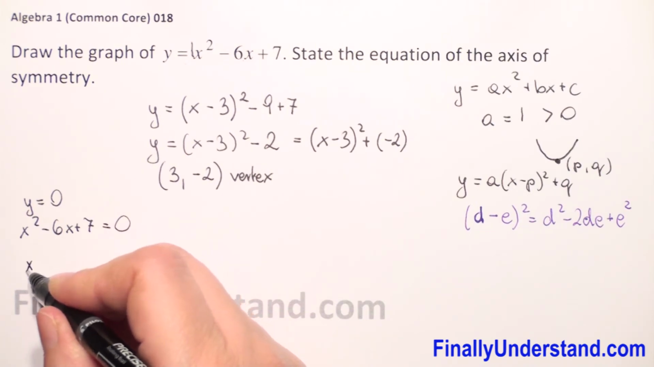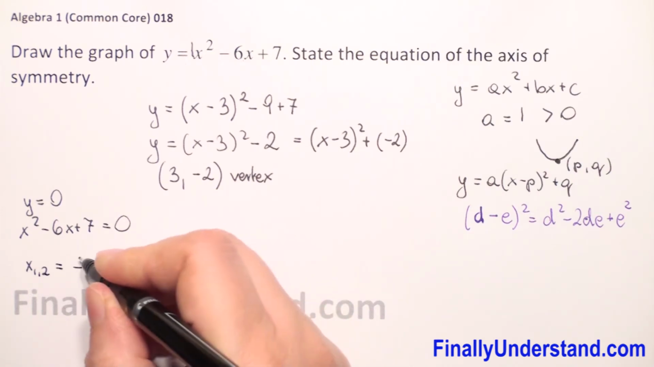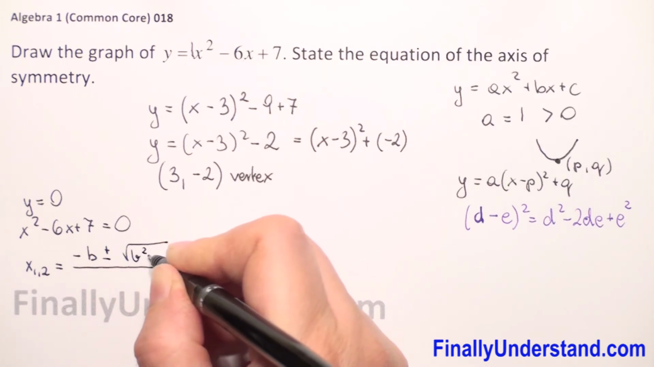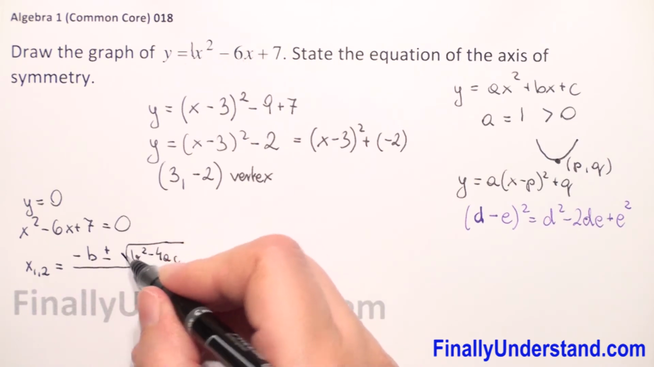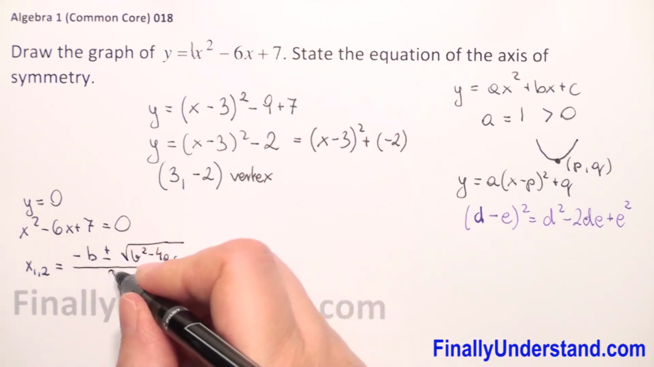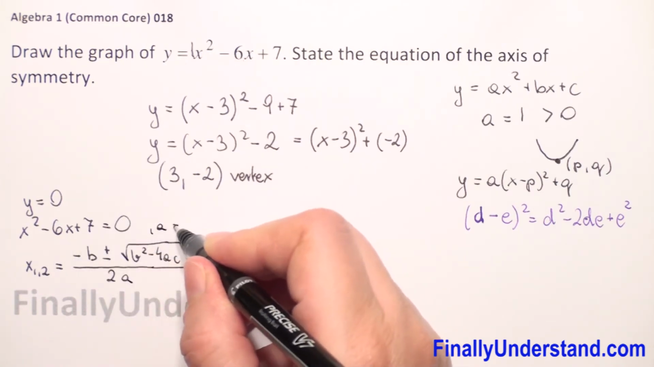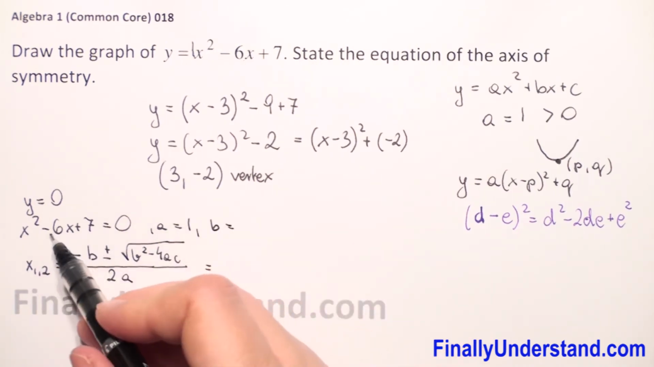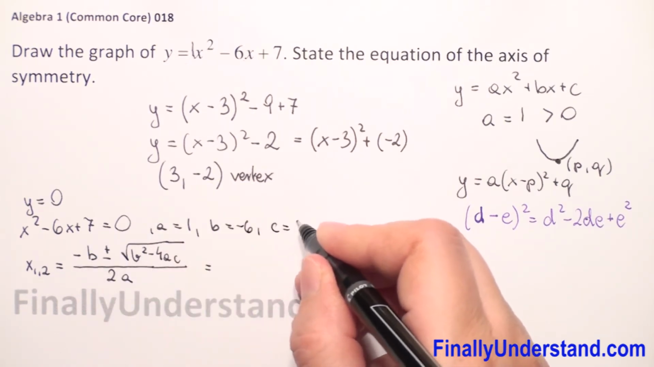This is a quadratic equation, so we will use the formula: x1, 2 solutions for a quadratic equation is negative b plus minus the square root of b squared minus 4ac, over 2a. In our example, a is equal to 1, the coefficient before x squared. b is equal to negative 6, the coefficient before x, and the constant c is equal to 7.